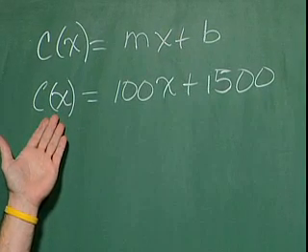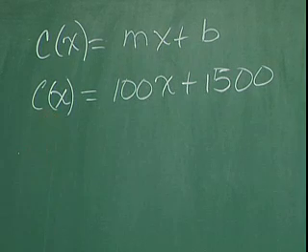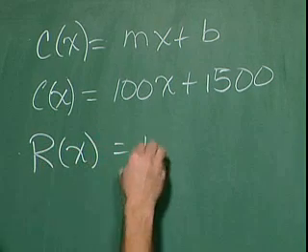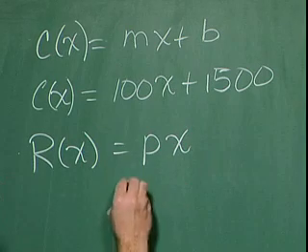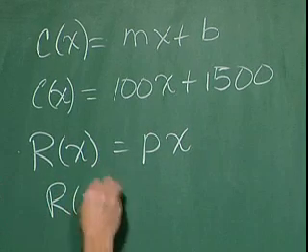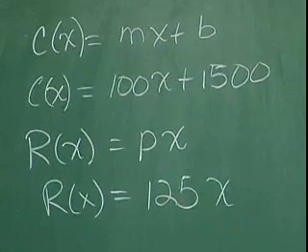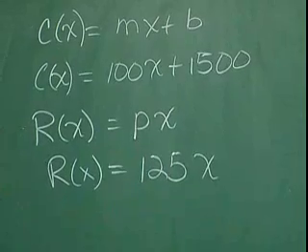Next, we were asked to write a revenue function if each device sells for $125. So the revenue, remember, is also a linear function, p times x, and that's equal to 125x, 125 being the price of each that they sell it for.